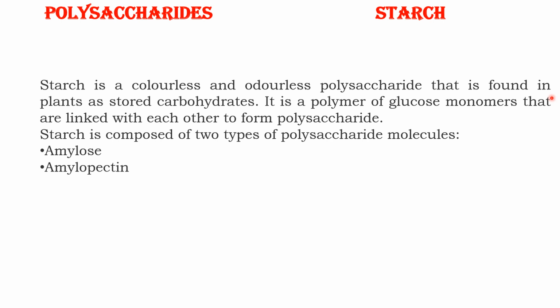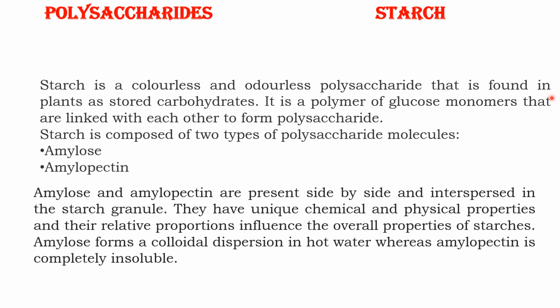Starch consists of two components. They are amylose and amylopectin. So, starch is a colorless polysaccharide which is found in plants, and the monomer is glucose, and it consists of two components or two types of polysaccharide chains. They are amylose and amylopectin.